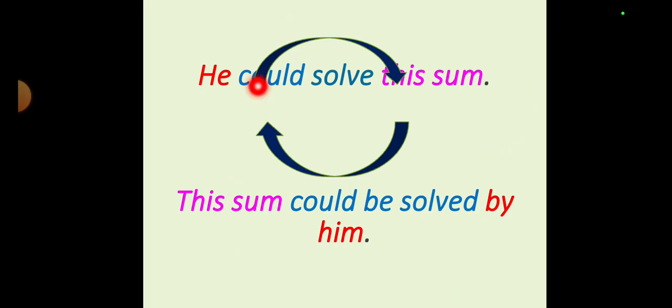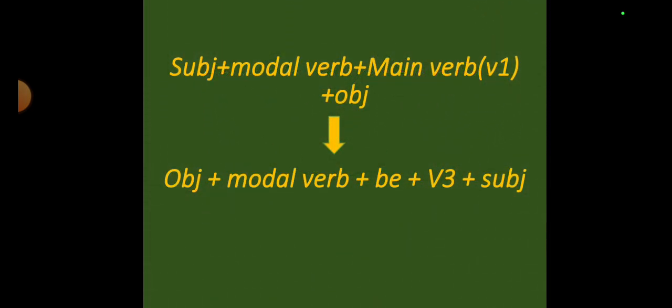Okay. This is the main verb, and he is the subject and this one is the object, this sum, right? So while changing their voice, the sentence could be written in this way, like this sum could be solved by him, right? So if we talk about their structure, they will go in this way, that first of all we'll be writing the subject, then comes the modal verb, which can either be like will, shall, can, could, may, might, etc. Then you will be using the main verb and its first form will be used.